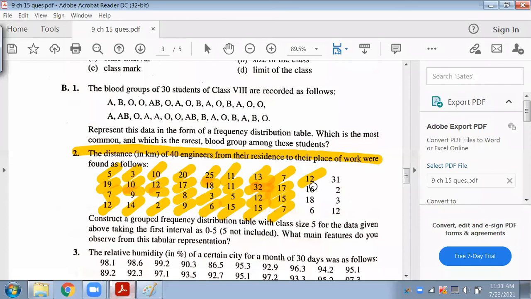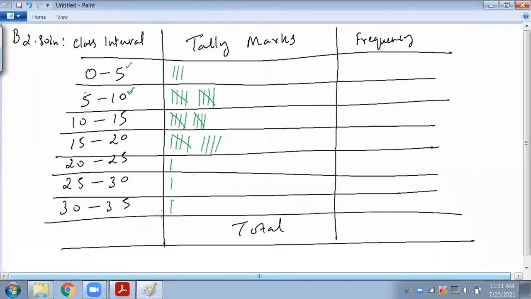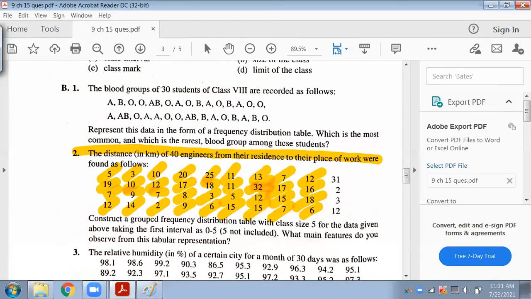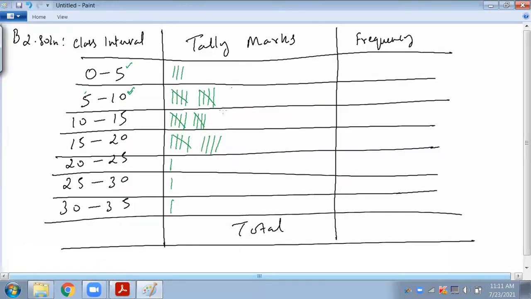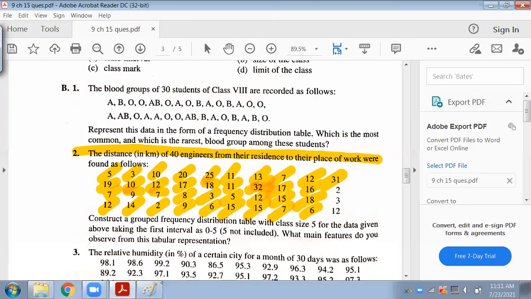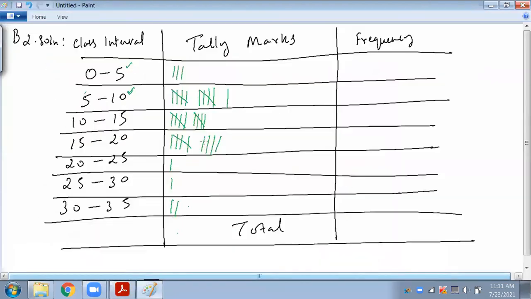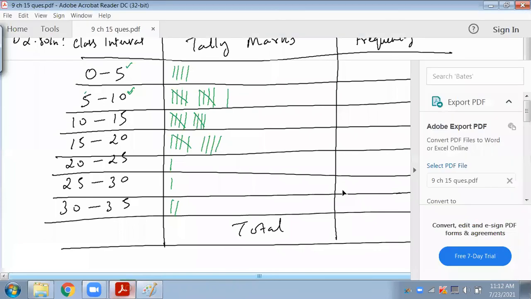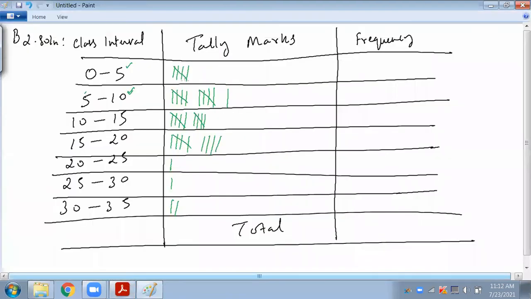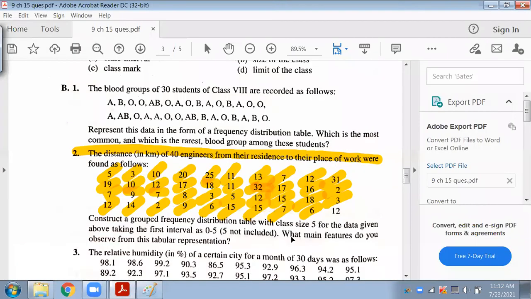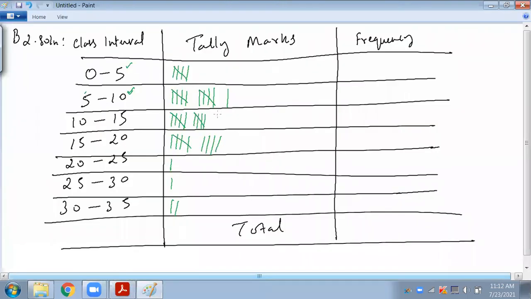Next 16. Next 18. Next 6. It will be here. 31. 2. 3. Plus is 12. Where is 12? It's here.